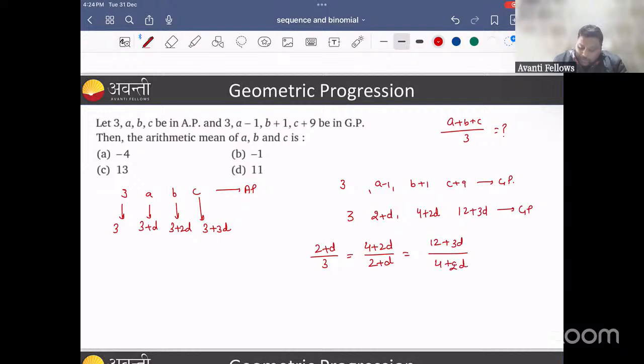Got it? Now, if I consider these two altogether, (2 plus d) upon 3 comes out to be 2 because 2 is common, (2 plus d) cancels. So 2 plus d is 6, which implies d is what? 4.